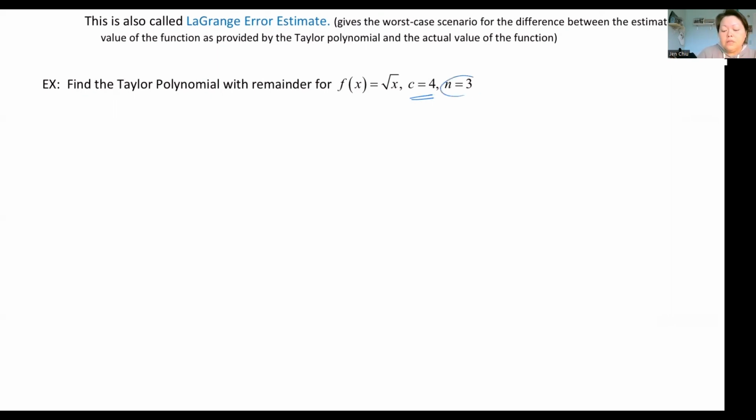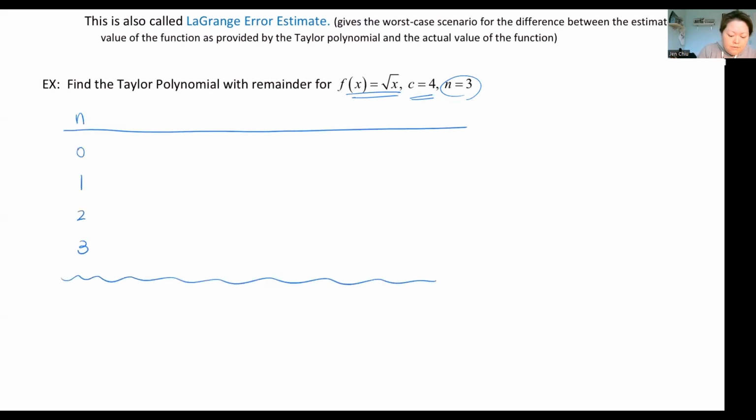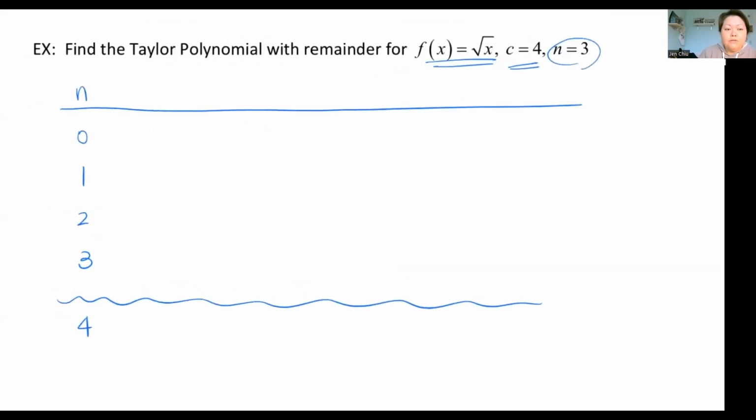So n equals 3 means we need the third degree polynomial. But because we're looking for the error estimate, you want to get one more than that. So when you set up your table, you want to set it up to n equals 4, because the fourth one is where the error or the remainder is going to be. Okay, so we'll set up a very similar table to Maclaurin like we did last time. So we have our function f of x equals root x. So we have n: 0, 1, 2, 3, and I'm going to put a little squiggly for 4, because up to 3 is really what I want for my Taylor polynomial. That 4 is for my remainder.